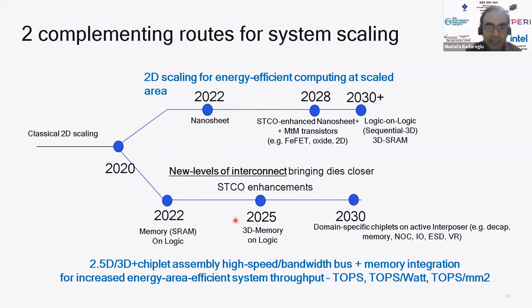And 3D basically generates, for instance, first generation SRAM and logic, and then 3D SRAM or 3D DRAM and logic, and then the domain-specific chiplets, let's say active interposer, memory on the interposer, decap, NOC, and all the other infrastructures like I/O, ESD, and voltage regulation, which is at the end bringing the system scaling. So this all requires new levels of interconnect at various levels to connect to a fine pitch device to enable the system scaling.